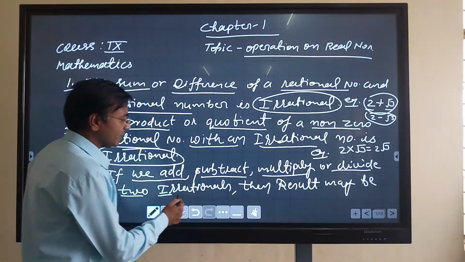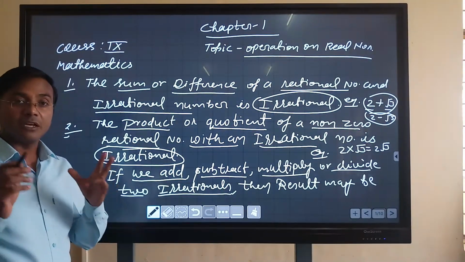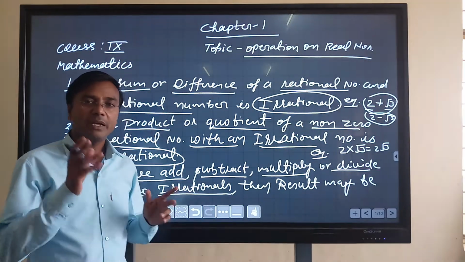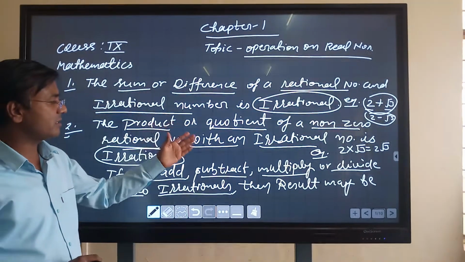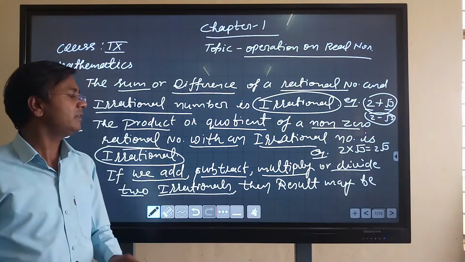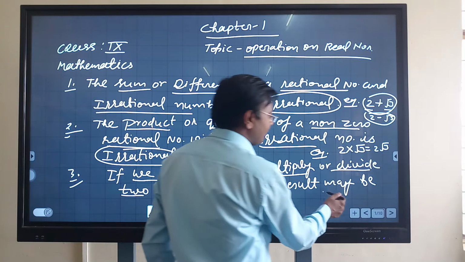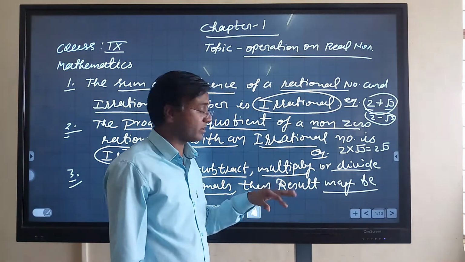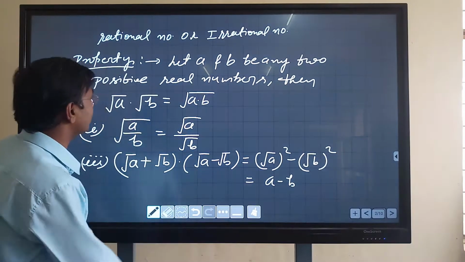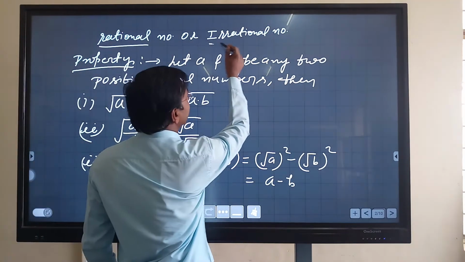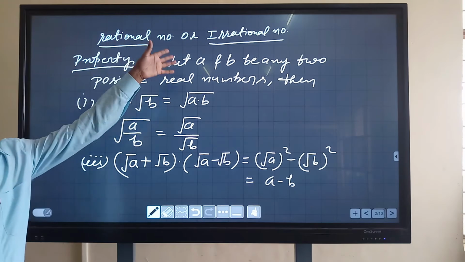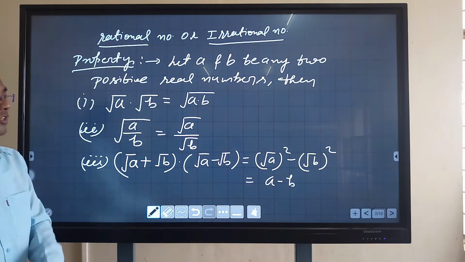Of two irrationals, it means if we take two irrational numbers and apply addition, subtraction, multiplication or division, any operation, then the result may be, as I said, doubtful or confusing. The result may be what? A rational number or an irrational number. So whether the result comes out rational or irrational depends upon the condition.